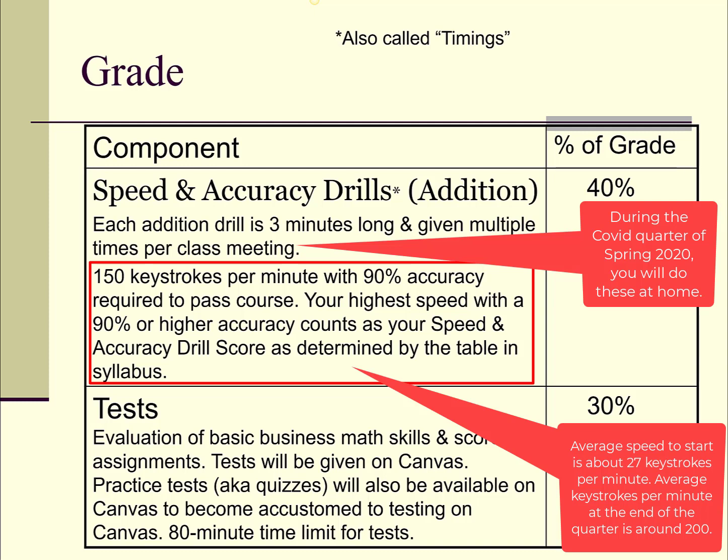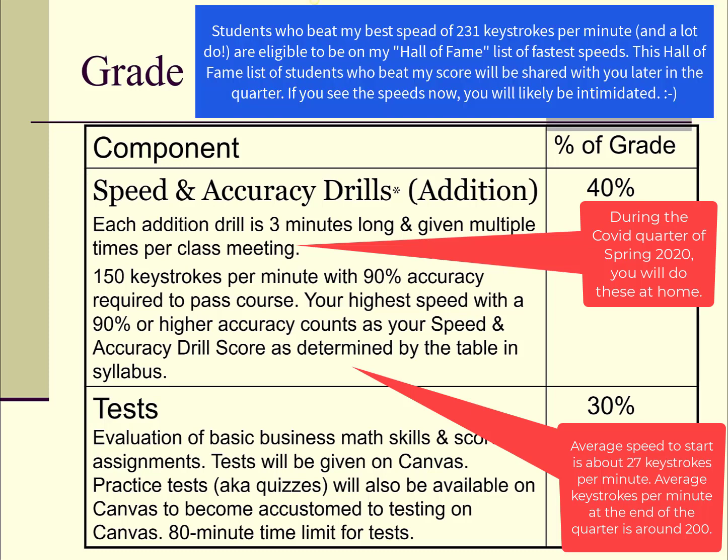Your highest grade with a 90% or higher accuracy counts as your speed and accuracy drill score, as determined by the table in the syllabus. So 150 keystrokes per minute is the minimum, but to maximize this portion of your grade, the 40%, you need to get 200 keystrokes per minute with 90% accuracy or above. When I took the class, my highest speed was 231.